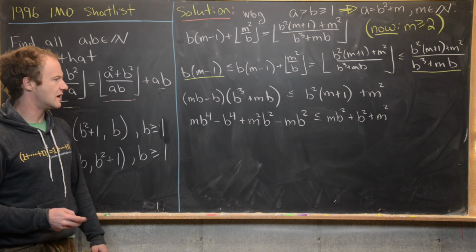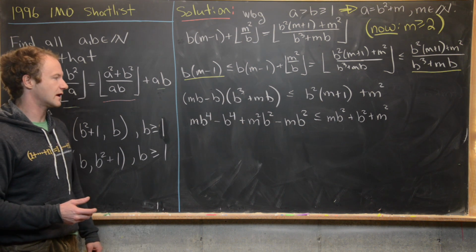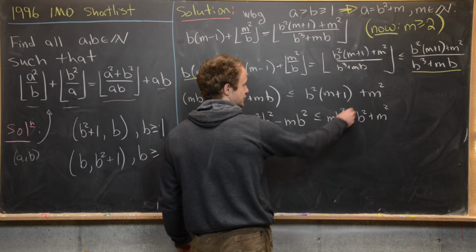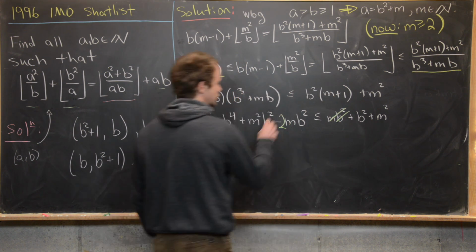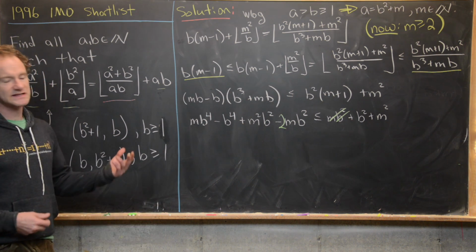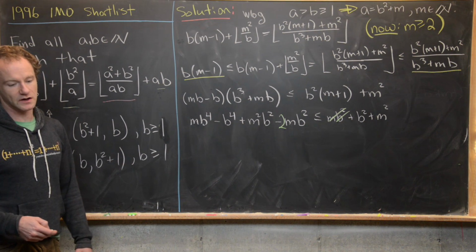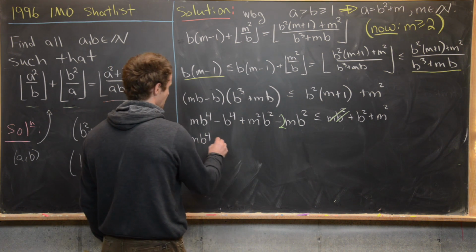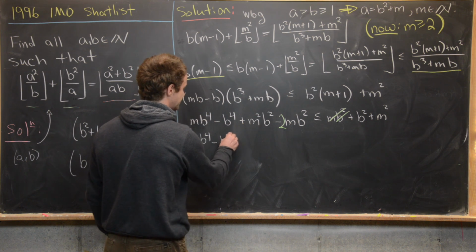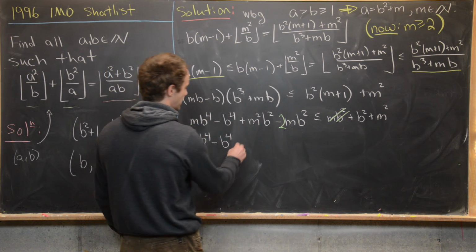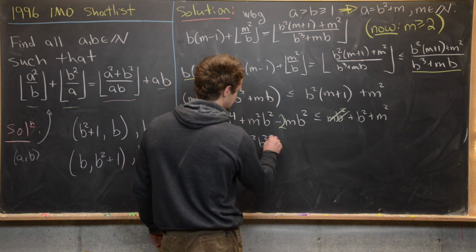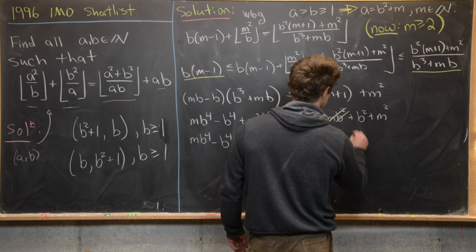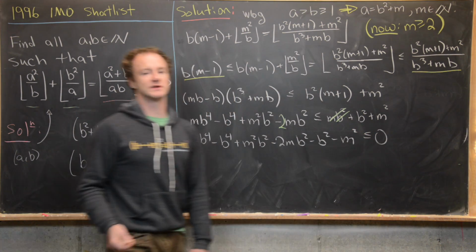We've got a couple of like terms. We've only got one like term, and that would be this guy and this guy. So I can subtract this if I put a 2 as a coefficient here. That's our only like term, so let's move everything else over. Okay, so we'll have mb to the fourth, minus b to the fourth plus m squared b squared minus 2mb squared minus b squared minus m squared is less than or equal to 0.